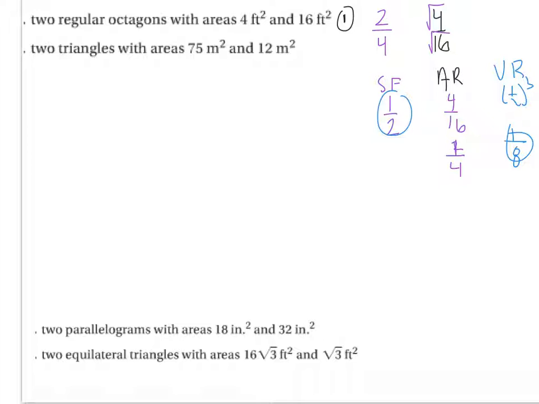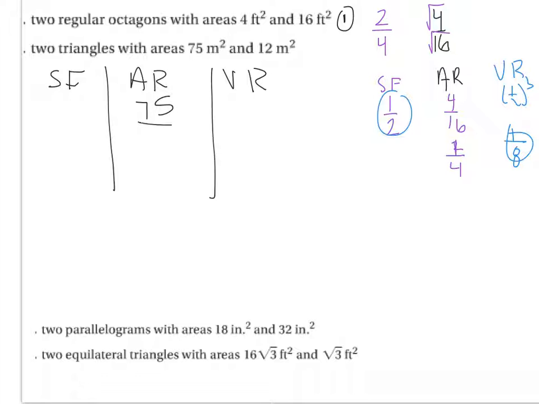So now I'm looking at my 2 triangles. And a lot of times this is the chart that I set up. Scale factor, area ratio, and volume ratio. That's what I'm going to look at. So my 2 triangles have the area of 75 and 12. I always like to first reduce that fraction. So 75 and 12 are both divisible by 3. 75 divided by 3 is 25, and 12 divided by 3 is 4.